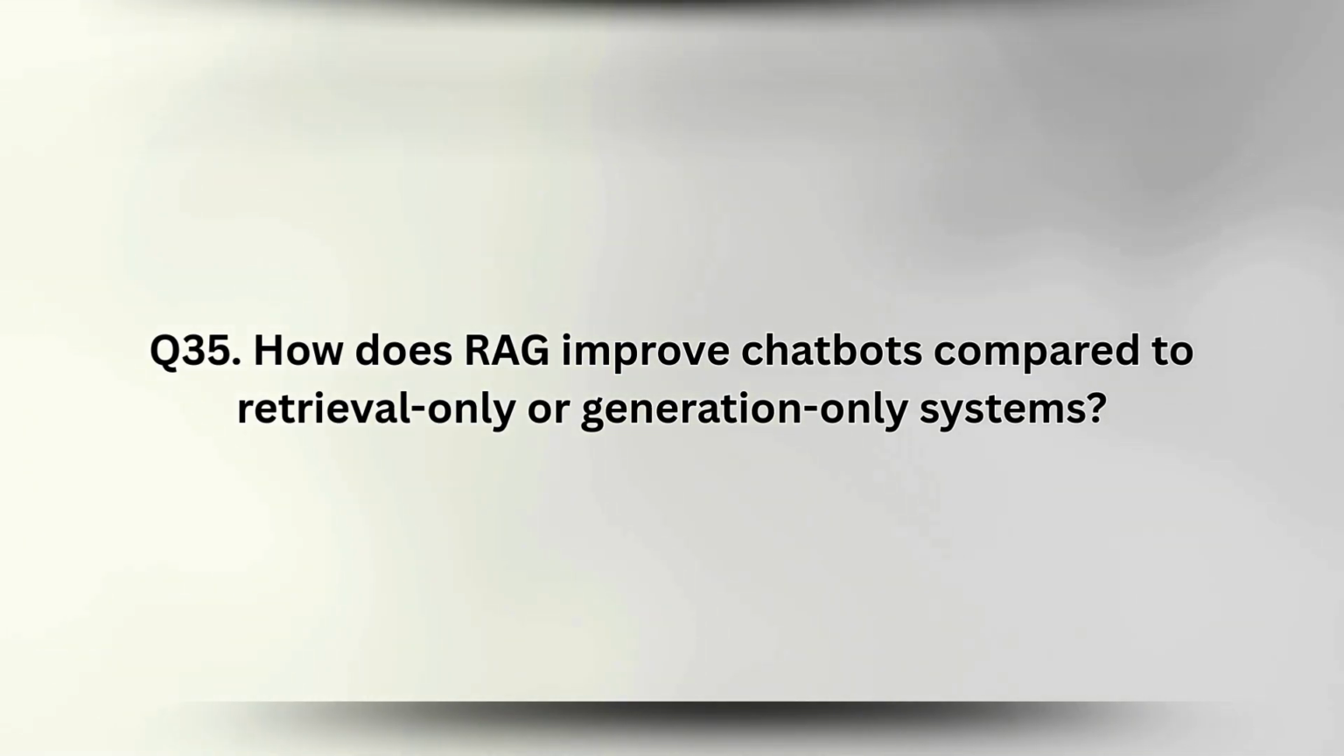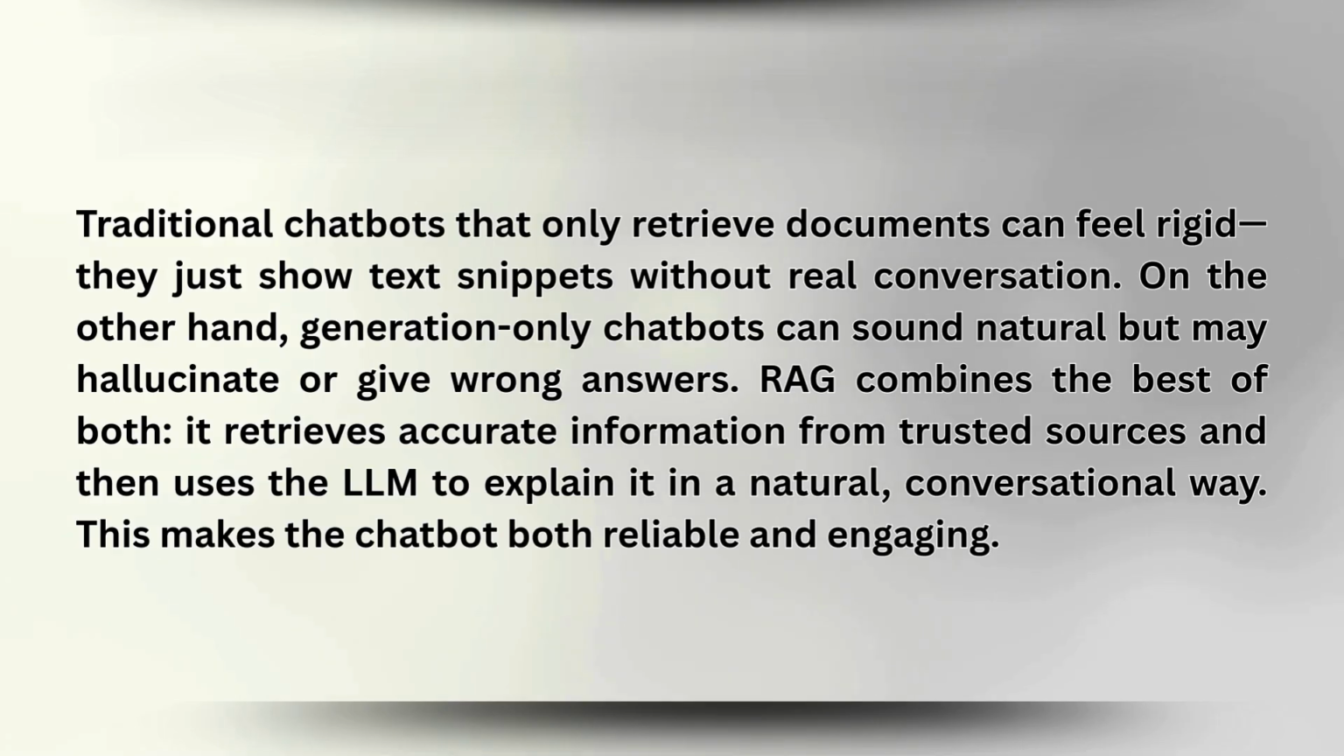How does RAG improve chatbots compared to retrieval-only or generation-only systems? Traditional chatbots that only retrieve documents can feel rigid. They just show text snippets without real conversation. On the other hand, generation-only chatbots can sound natural, but may hallucinate or give wrong answers. RAG combines the best of both. It retrieves accurate information from trusted sources and then uses the LLM to explain it in a natural, conversational way. This makes the chatbot both reliable and engaging.